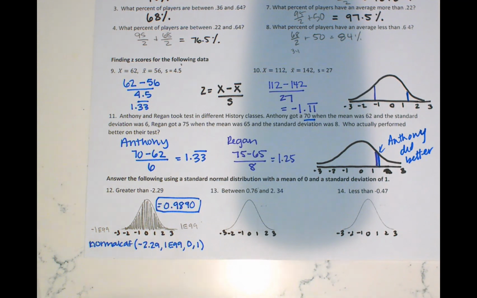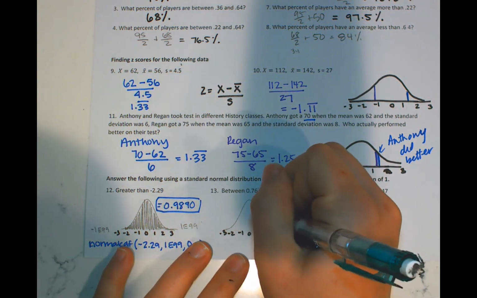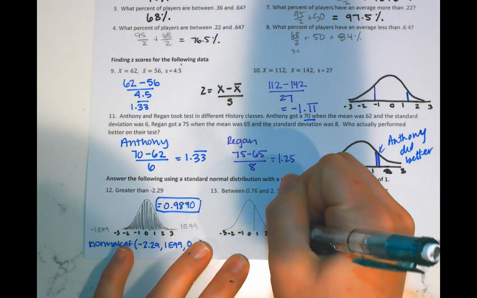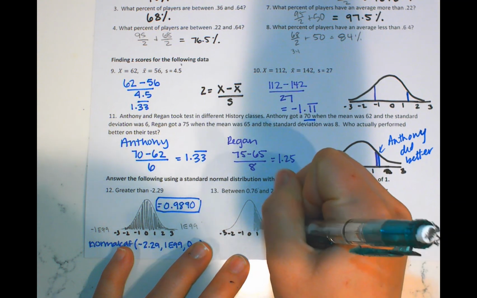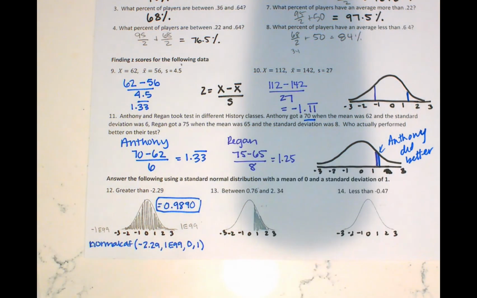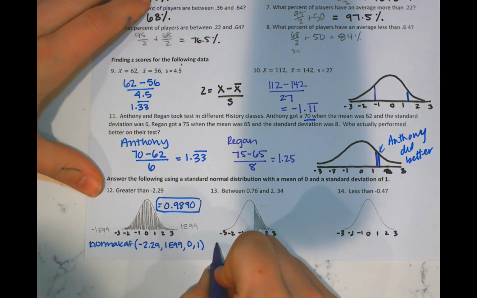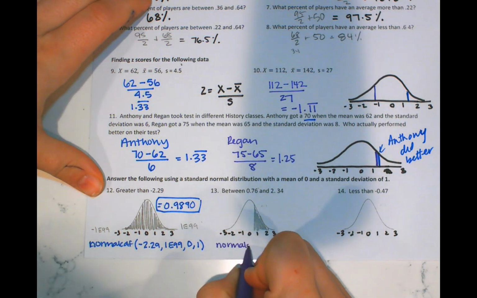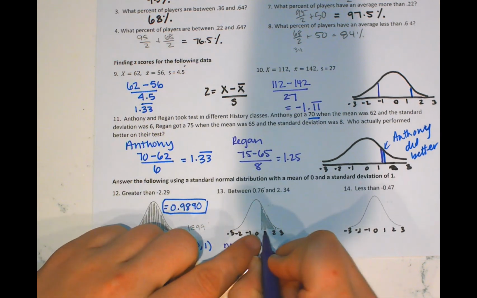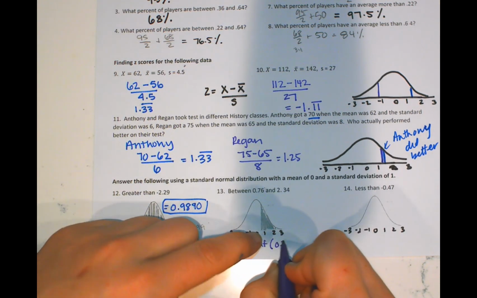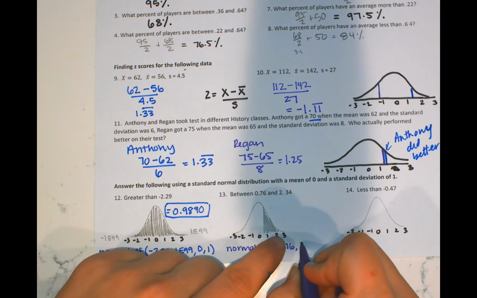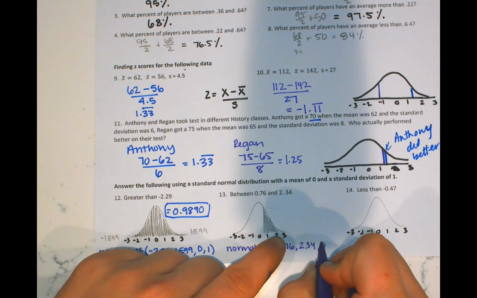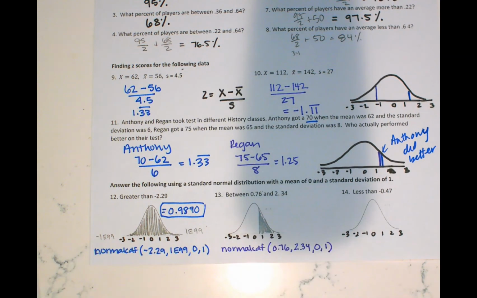So between 0.76, so that would be between 0 and 1, and 2.34. So I'm looking for this shaded region here. So again, because we're looking for the area under our curve, we're doing a normal CDF. Our lower bound is how far to the left we go, so that's our 0.76. To the right, we went 2.34. Our mean is 0. Our standard deviation is 1.